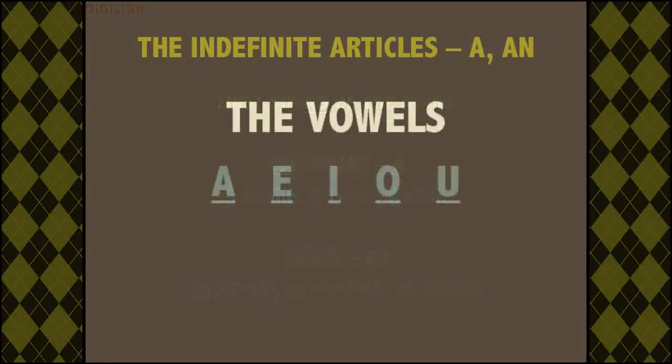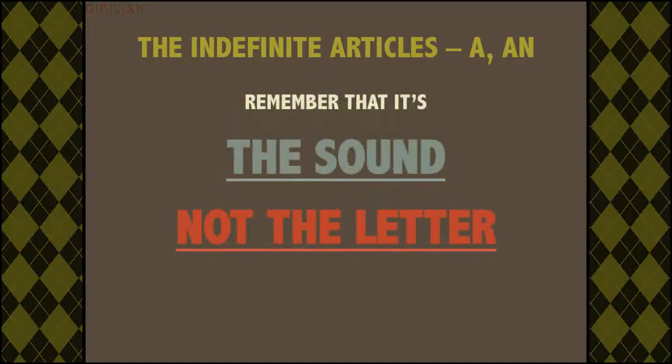The vowels are the easiest to keep in mind, because there's only 5 of them. There's one for each of your fingers. A, E, I, O, U. Remember that it's the sound and not the letter that counts.